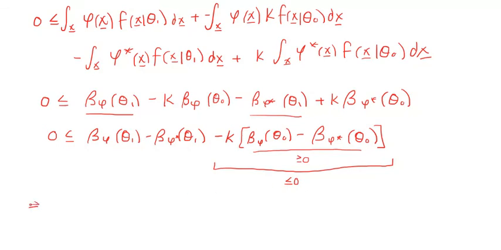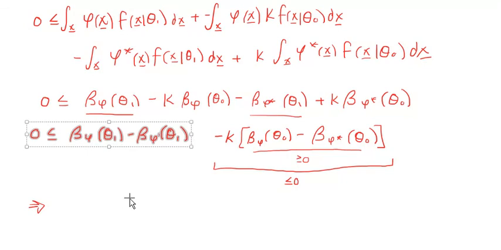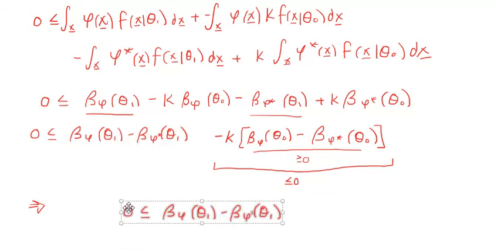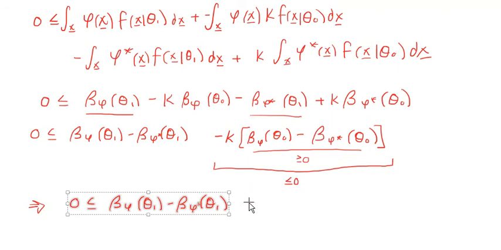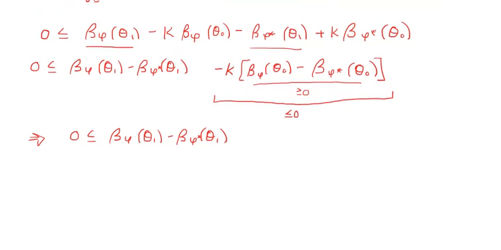This implies that this component is going to be greater than or equal to 0 by itself, which further implies that b, or the power function of phi star given theta 1, is going to be greater than or equal to the power function of phi given theta 1, which is what we desired. So that's it.